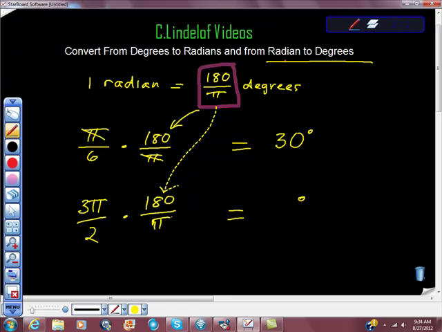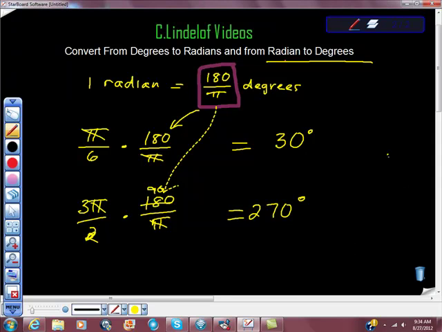Some people get confused. They're like, how do I know? Because remember when we did it the other way, from degrees to radians, it was pi over 180. How would you know? Well, look, pi is going to cancel out pi. That's the way I always remember it. That's how it's going to work, right? So they cancel. 180 divided by 2 is 90. 3 times 90 is 270 degrees. I hope. And it is. Yay, us.